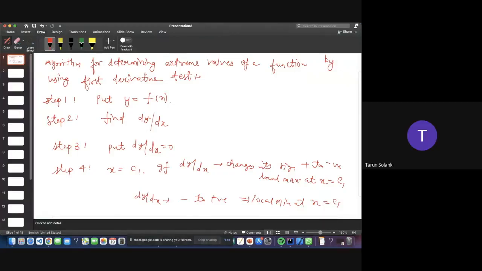And if dy by dx does not change its sign as x increases through c1, then x equals c1 is neither a point of local maximum nor a point of local minimum. So in this case, x equals c1 is a point of inflection. Similarly, we may deal with the other values of x. So let's look at some problems.